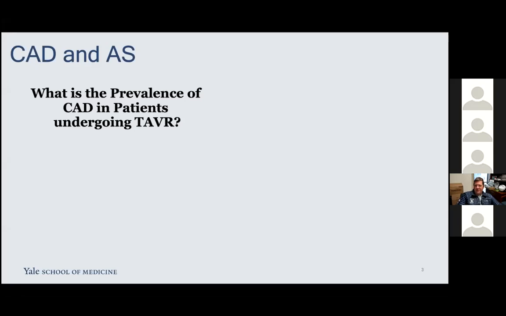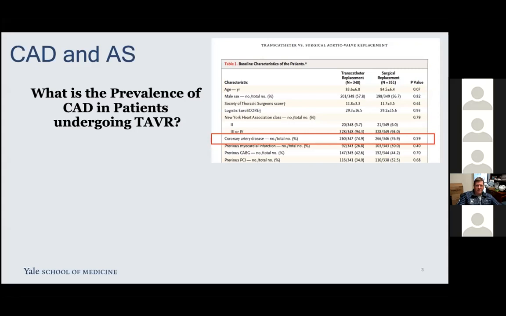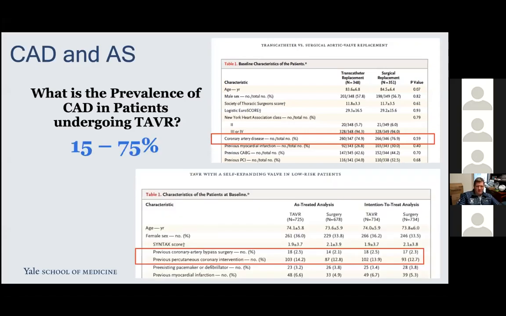So if you look at the initial PARTNER study, who looked at high-risk patients, you'll see that about 75% of them had coronary artery disease. Patients who were high risk for surgery, 75% of them had coronary disease. Conversely, if you look at the studies that have come out recently, for example, the Evolut Low Risk paper or the PARTNER Low Risk paper, what you'll see is that your rate of coronary disease in this population is about 15%.